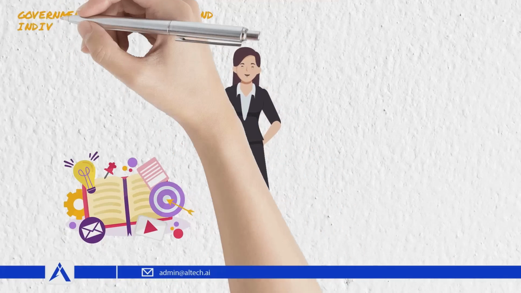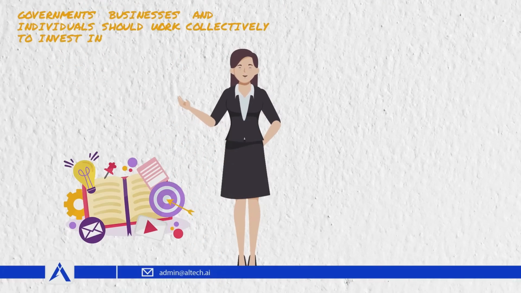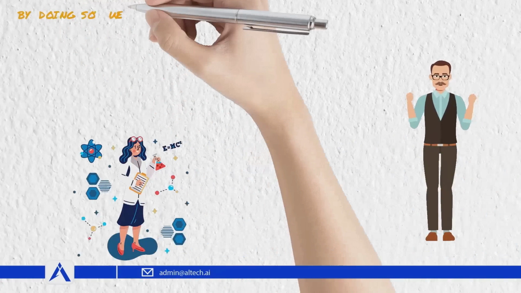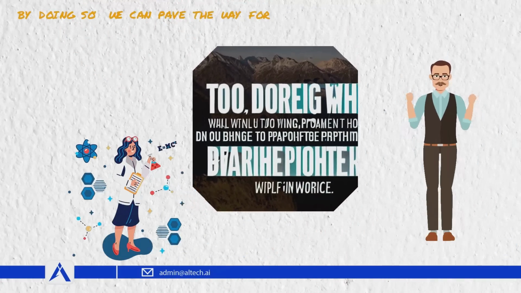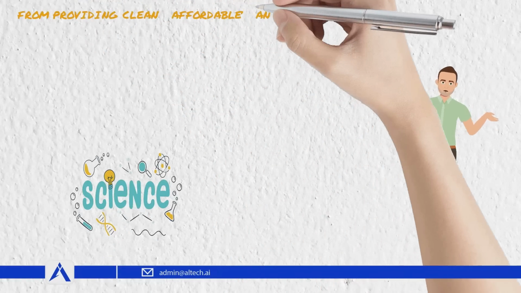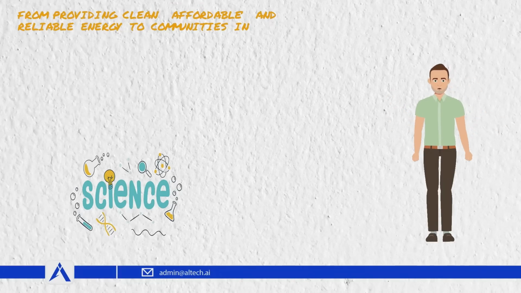In conclusion, the role of renewable energy in reducing energy poverty is immense. Access to clean and sustainable energy is a fundamental human right that can provide countless benefits, from economic opportunities to social and environmental benefits. Governments, businesses, and individuals should work collectively to invest in renewable energy infrastructure to make energy access more equitable and sustainable. By doing so, we can pave the way for a brighter, cleaner, and more prosperous future for all.